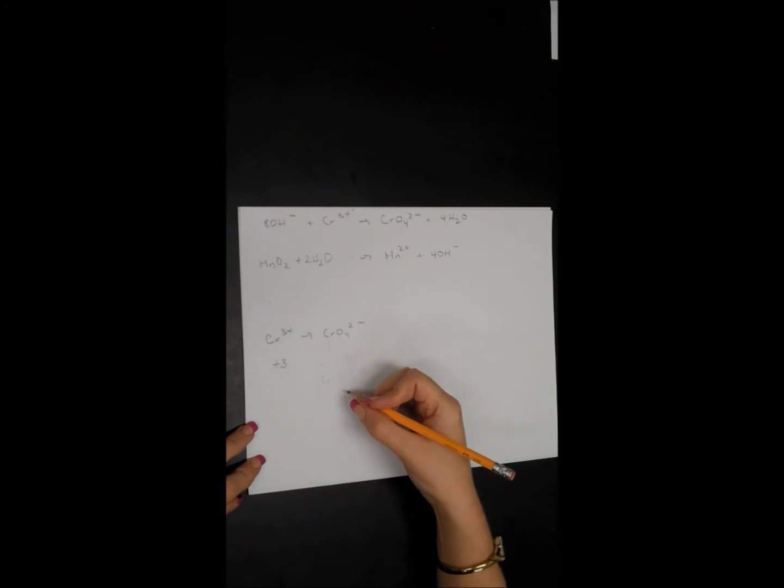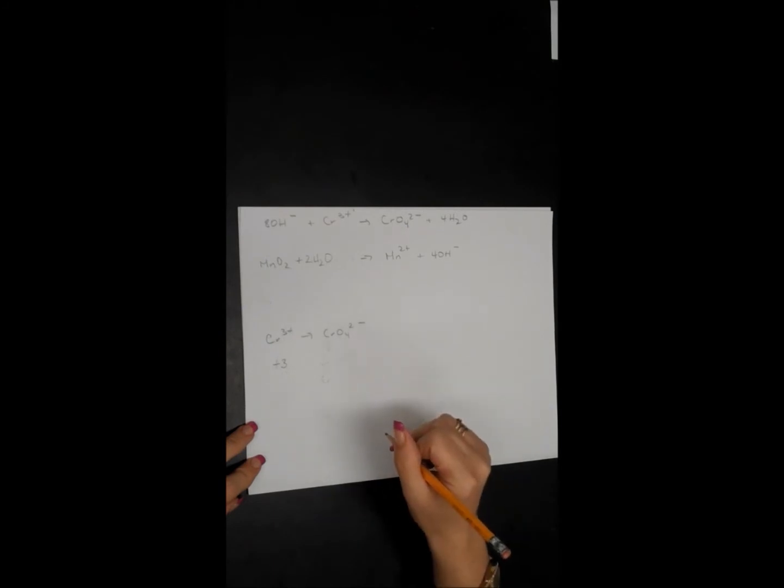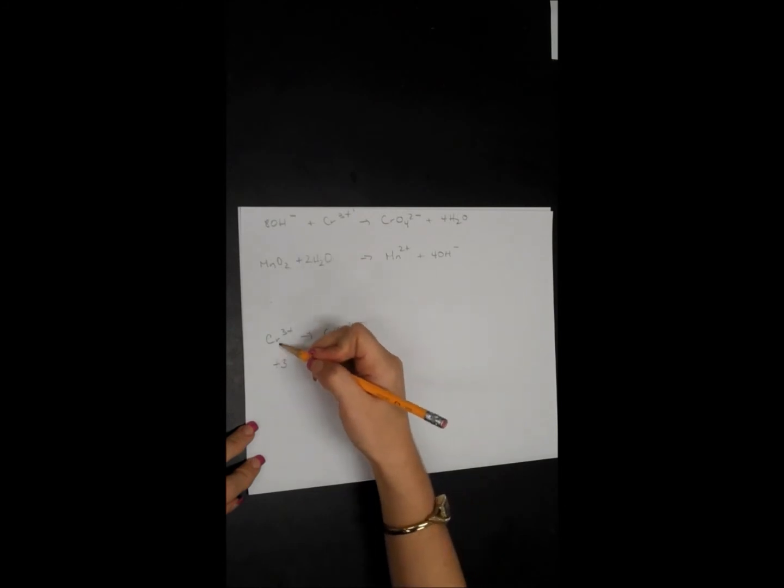Next, we have to add in our electrons. To do this, we have to find out which half reaction lost electrons and which half reaction gained electrons, and how many electrons were transferred. For chromium 3+, the 3+ charge shows us that the oxidation number is +3.